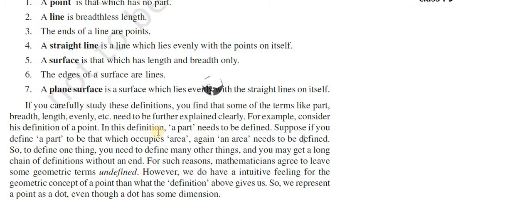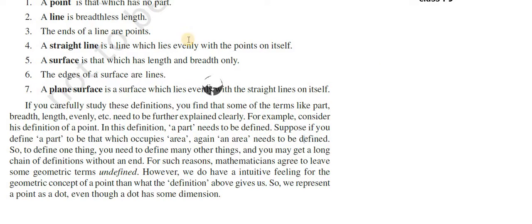Suppose you define a part to be that which occupies area; again, an area needs to be defined. So to define one thing, you need to define many other things, and you may get a long chain of definitions without an end. For such a reason, the mathematicians agreed to leave some geometrical terms undefined. So it becomes a chain link.